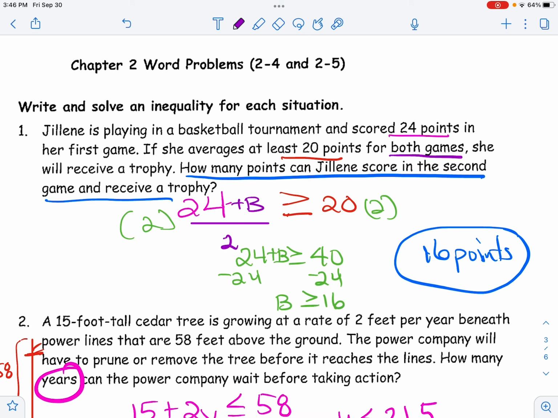Jillian is playing in a basketball tournament and scored 24 points in her first game. Whoop whoop. And she wants to average at least 20 points for both games to receive a trophy. So we know we have to do an average. These are two things we're averaging. So we're going to add those two things, the game we don't know and the 24 points we do know, and divide by 2, right? And we want this to be at least 20 or if not more. So we go ahead and solve this by multiplying by 2 on both sides to isolate our variable, then subtract 24, and we get that she's going to need to score 16 points to get that average of 20.